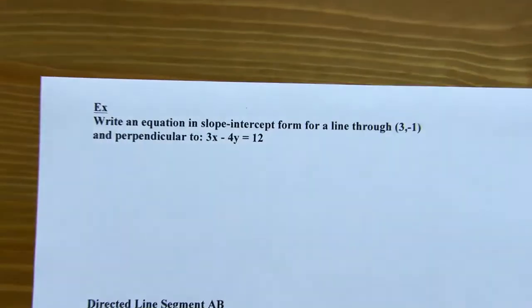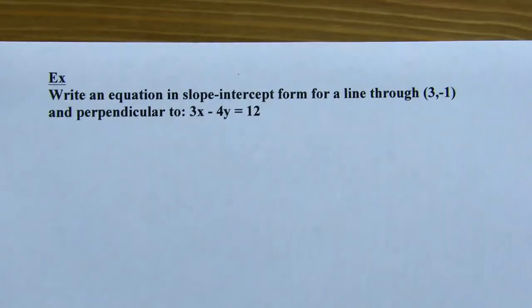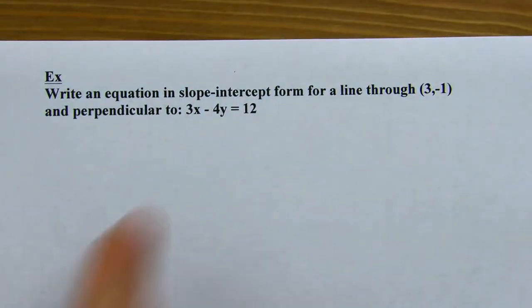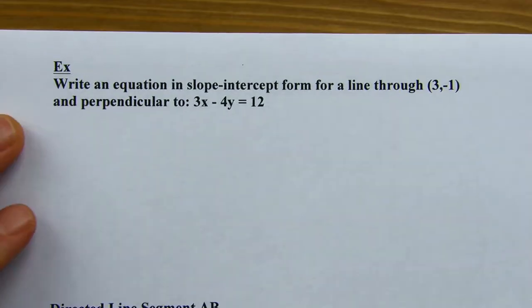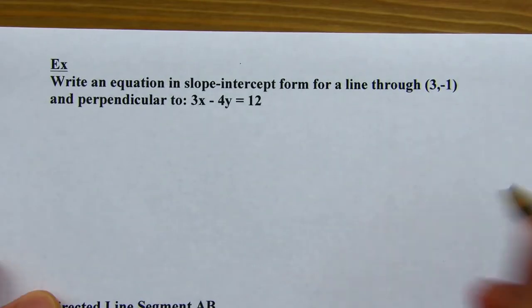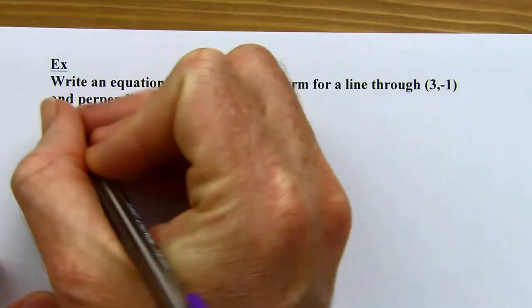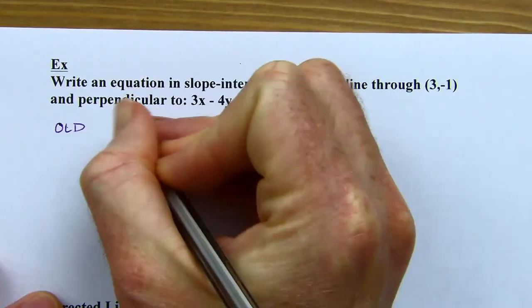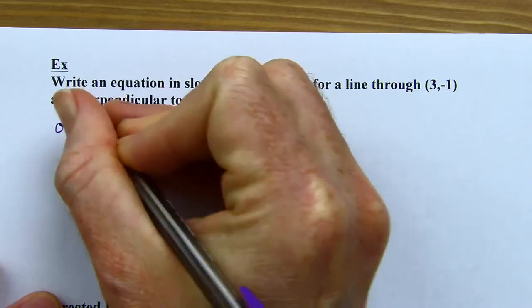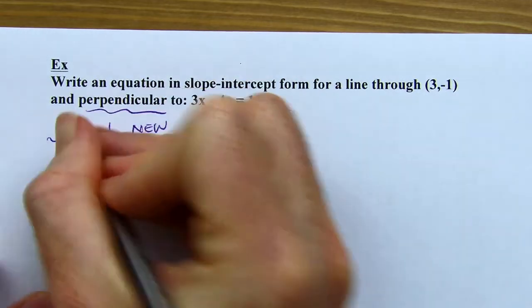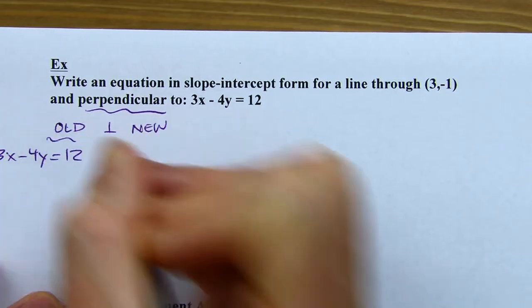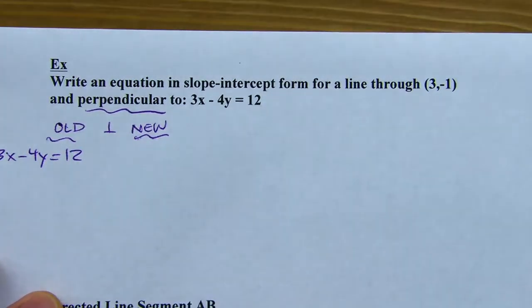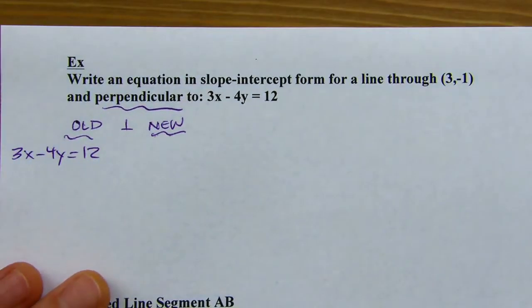Got another similar question here. Again, we're going for slope-intercept form. If you want to pause this, this is just different numbers, same kind of deal as the last problem. You can try it out on your own. I'm just going to get to it. You can see these are perpendicular. My old line is 3x minus 4y equals 12. I don't know the equation for the new line yet, but I'll get there.